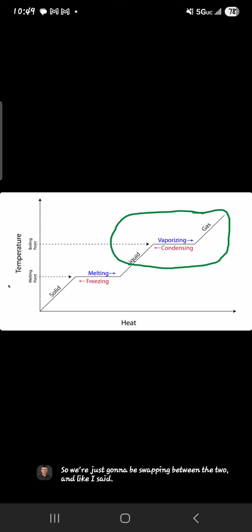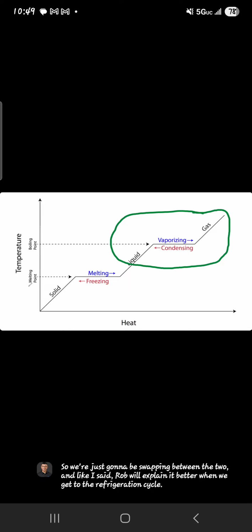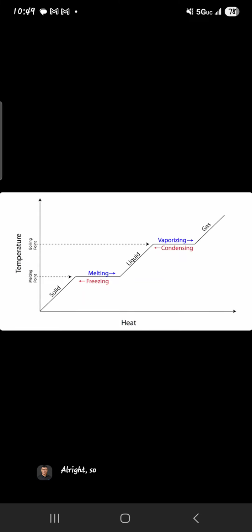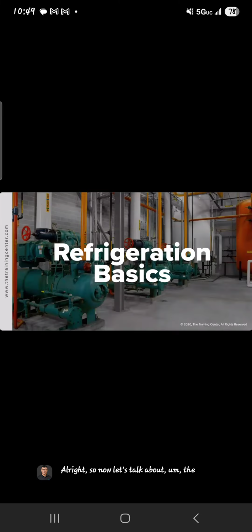And like I said, Rob will explain it better when we get to the refrigeration cycle. All right, so now let's talk about the basics of refrigeration.